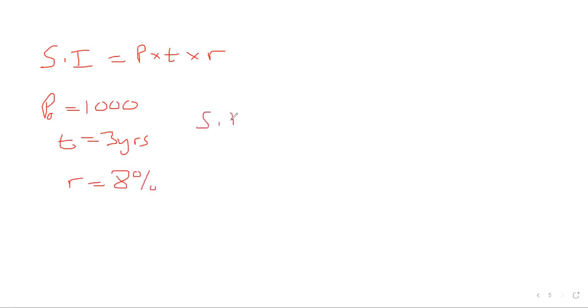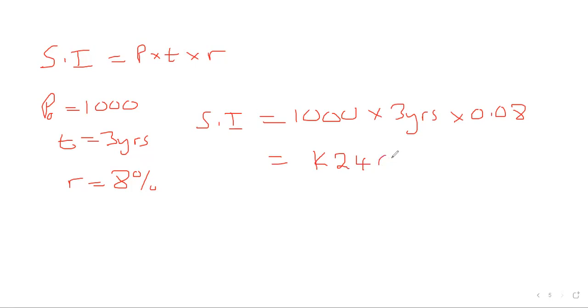Our simple interest in this case will be the 1,000 that we have here, times the time, which is 3 years, times our interest, which is 8%, or in decimal, 0.08. Computing that, we have 240 as our simple interest. This interest will be accrued in 3 years, so the future value will be the 1,000 we started with plus the 240 that has been accrued. So our total amount in this case will be 1,240.